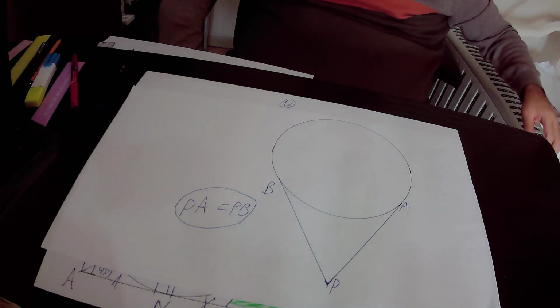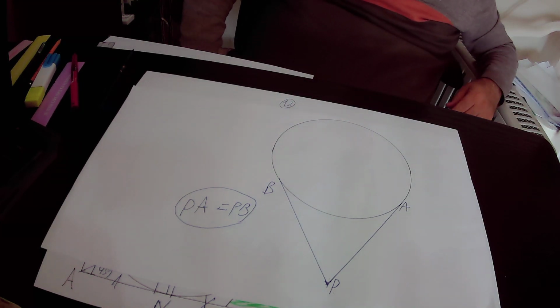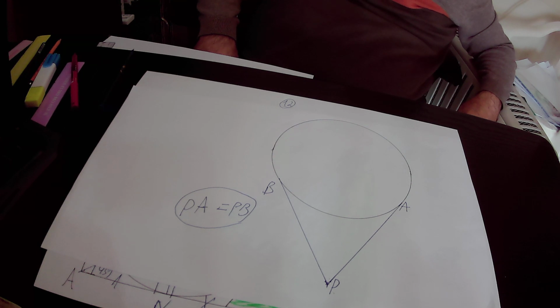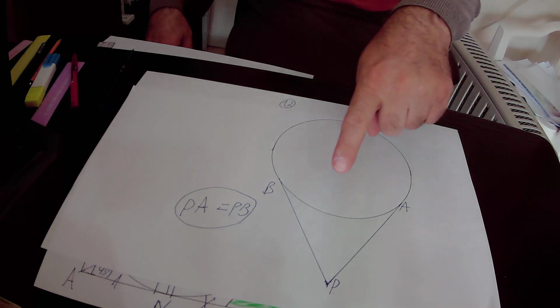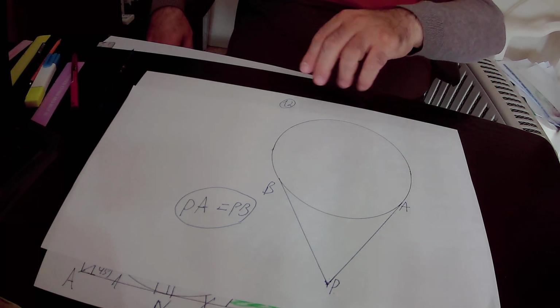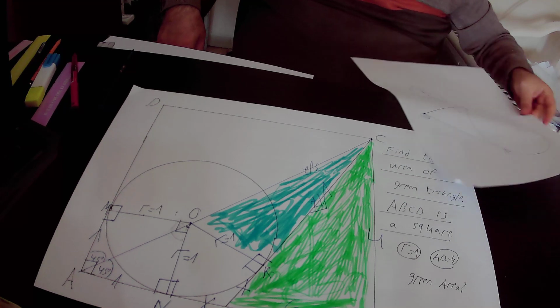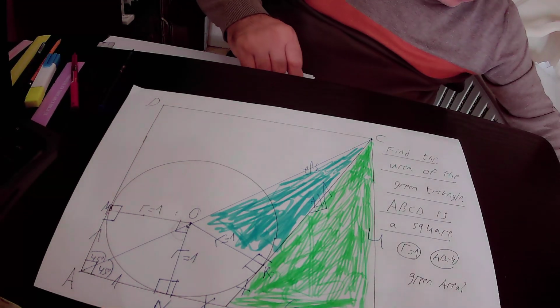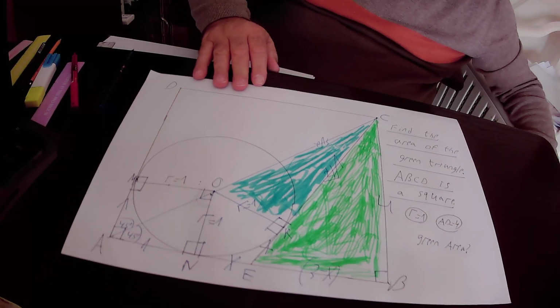So whenever you draw two tangents from a common external point of a circle to that circle, then the length of those two tangents will be equal to each other. In this case, PA equals PB. Okay? And we implemented rule number 8 in our drawing.